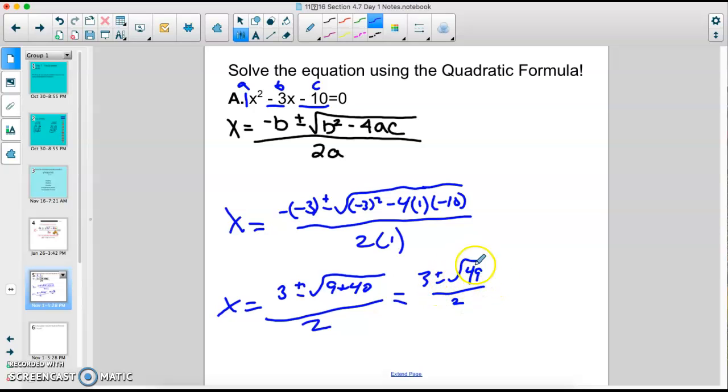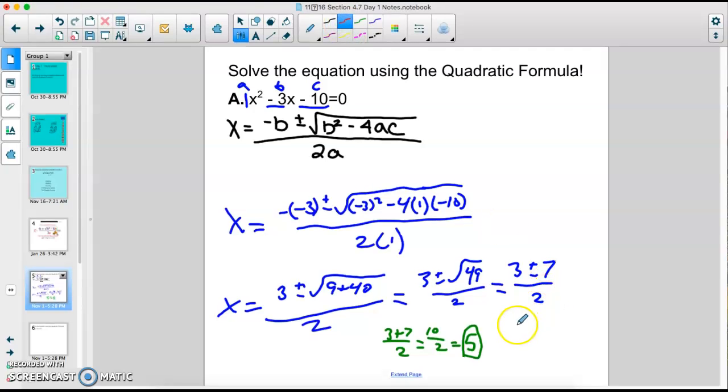And can I simplify this any further? Yes, I can, because the square root of 49 is 7. So 3 plus or minus 7, all over 2. Okay, now I've gotten rid of the square roots and everything. Now I'm going to play two different scenarios here, because I have 3 plus 7 divided by 2 and 3 minus 7 divided by 2. And so those are my two answers. 3 plus 7 divided by 2 equals 10 divided by 2, which equals 5. So one of my answers is 5.